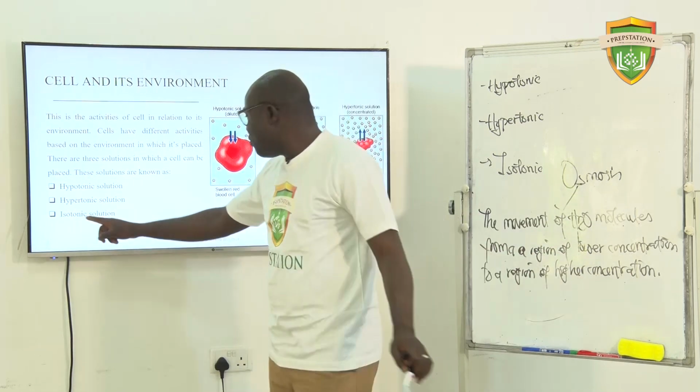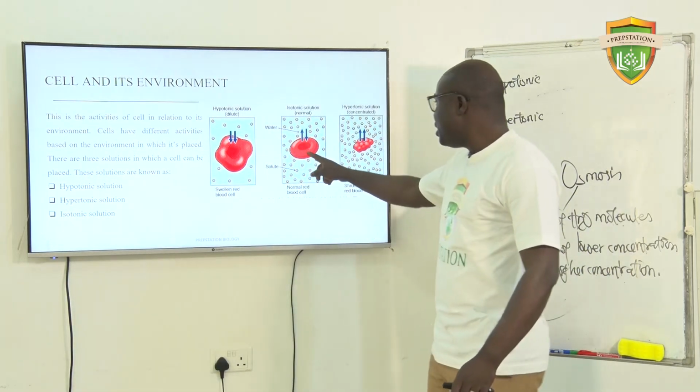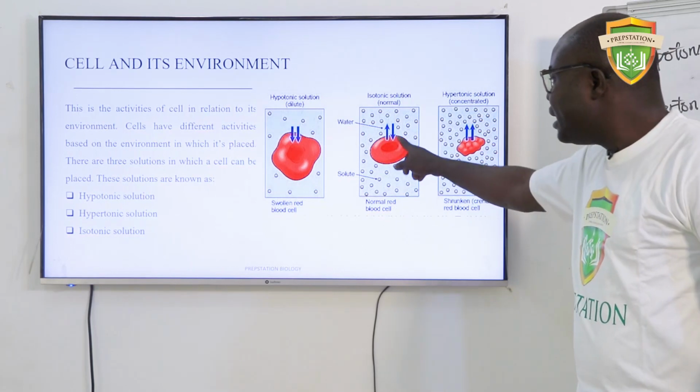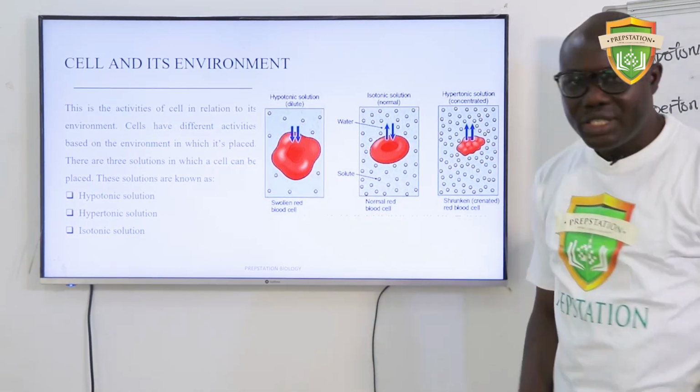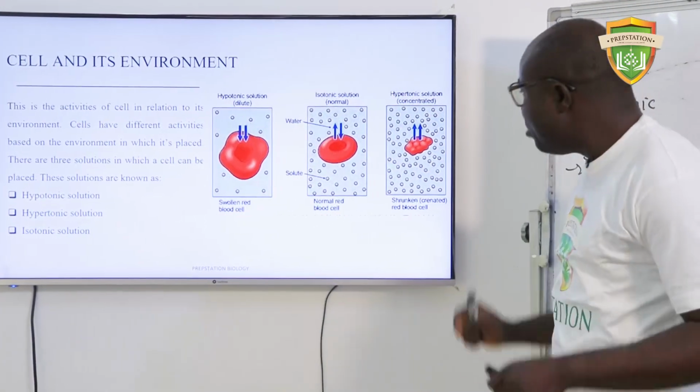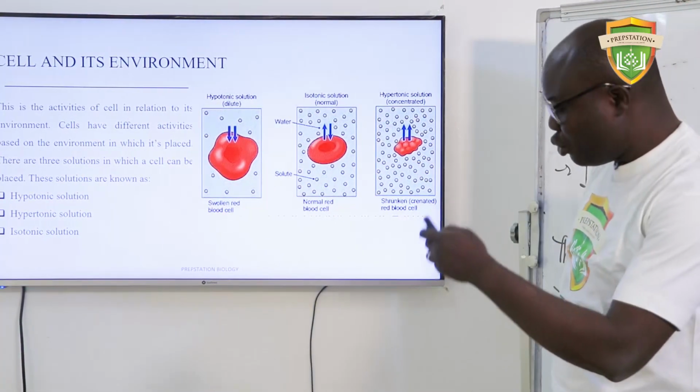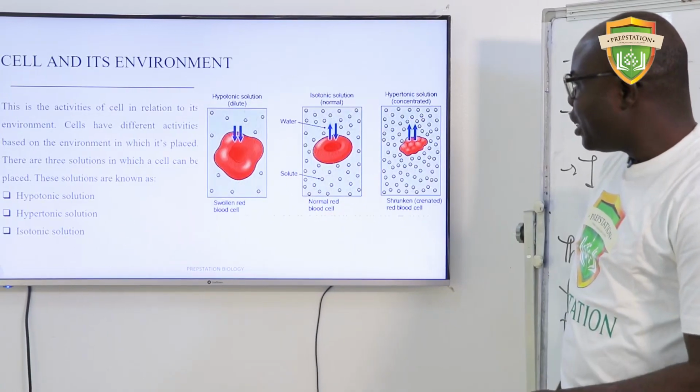In the case of isotonic solution, can you see it here? Normal red blood cell. There is nothing happened to this red blood cell. It does not lose water and it doesn't gain water, because it is placed in an isotonic solution. Okay, now let's move on.